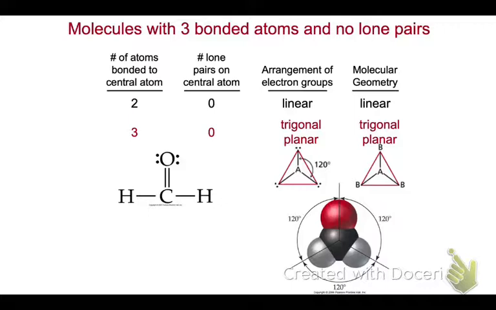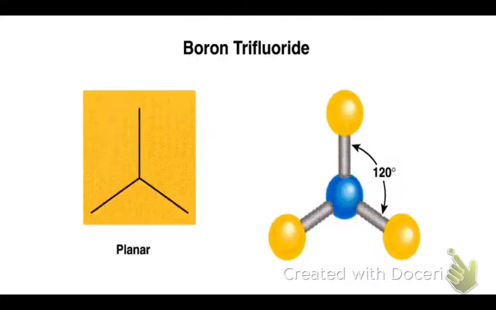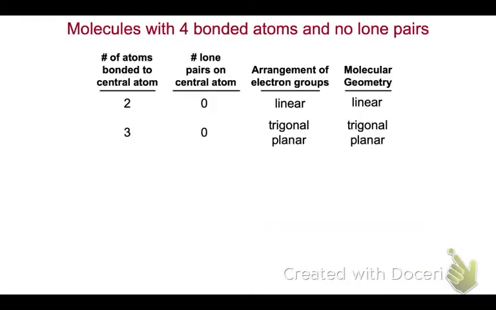Now, let's look at the shape of boron trifluoride, which is under the same category. Remember, this is an exception to the octet rule because boron, group 3A, is good with 6 electrons. That will be the shape of boron trifluoride, trigonal planar.